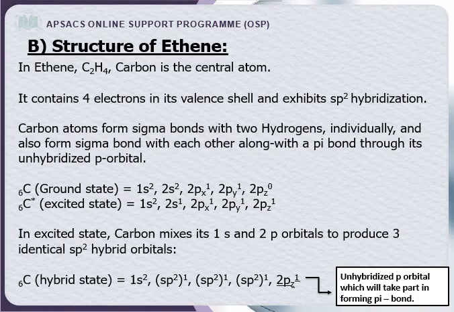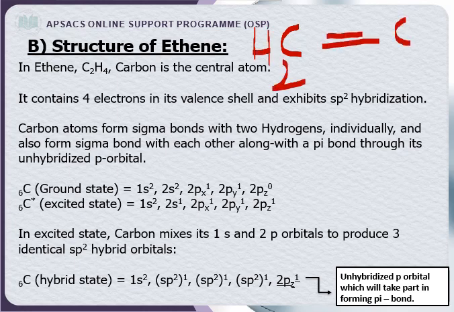Now here the structure of ethene is explained. Ethene has the formula CH2 double bond CH2, and C2H4 is the molecular formula of ethene. In it, carbon shows valency 4, that is, it has 4 unpaired electrons in its outermost shell, so it exhibits sp2 hybridization. How it shows sp2 hybridization is explained now.